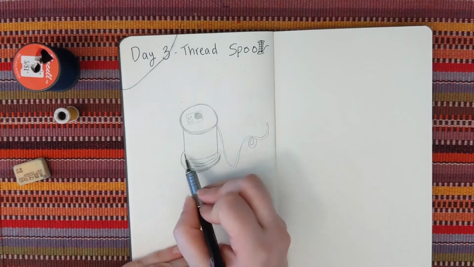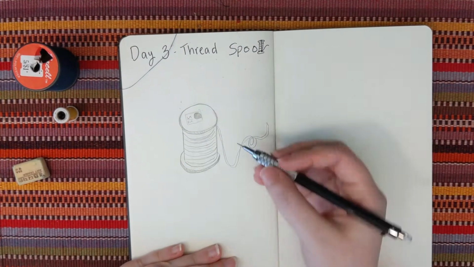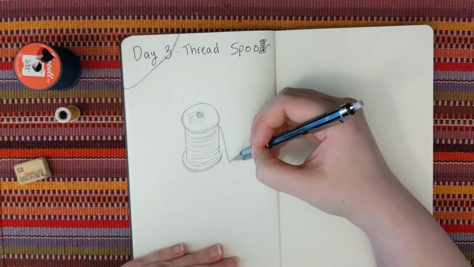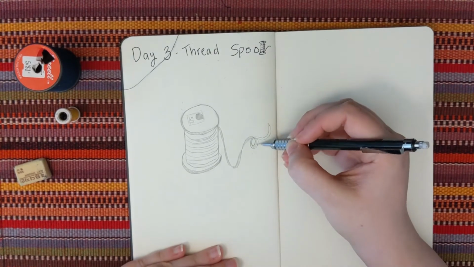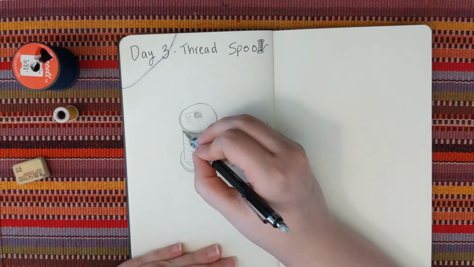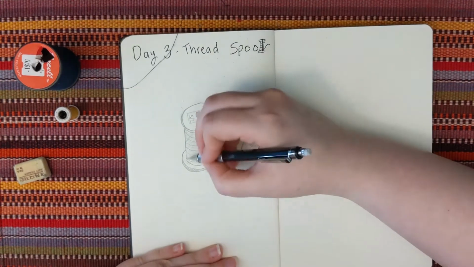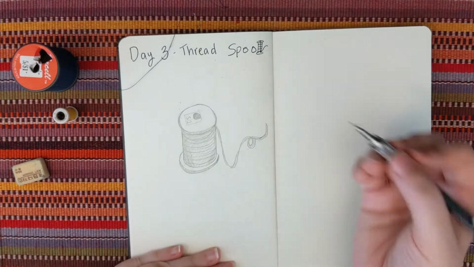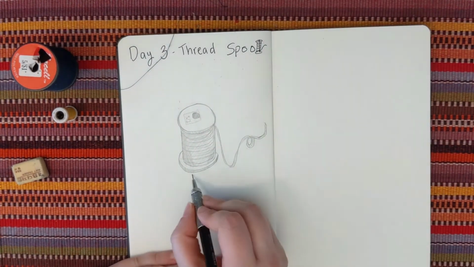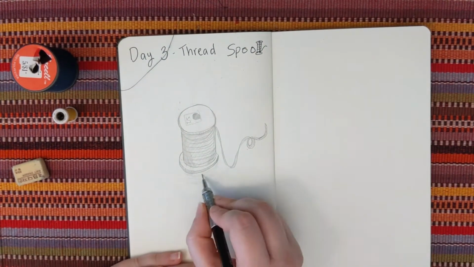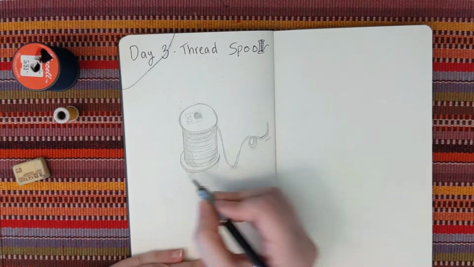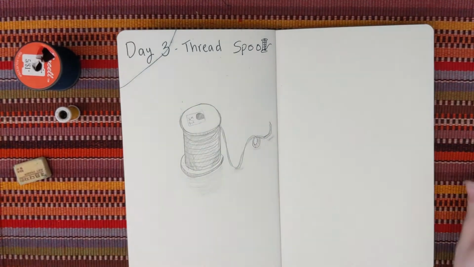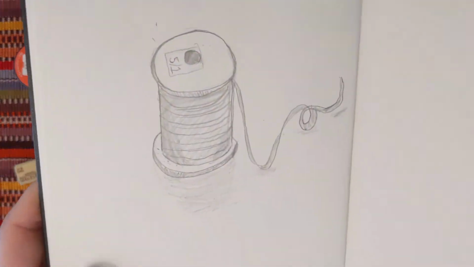I added a little feature of the label on the top. And added some general coloring to the thread since it is a dark color, and a little bit of shading on the side to make it look circular, like a cylinder. And a little bit of shadows to make it feel like it's on the page, and there we go.